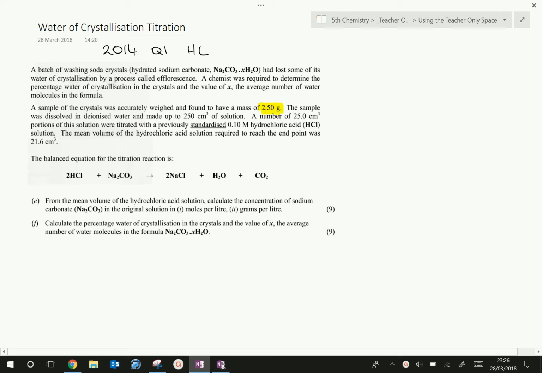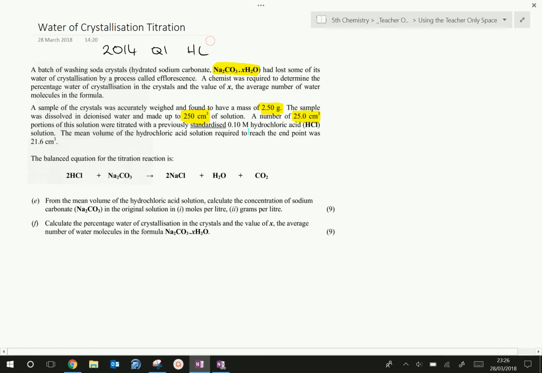And those crystals are our washing soda crystals from up above. That sample was dissolved in deionized water and made up to 250 mils of solution. So for those crystals, there were 2.50 grams in 250 mils. A number of 25 ml portions of this solution, so that 25 mils still belongs to the sodium carbonate, were titrated with a previously standardised 0.1 molar hydrochloric acid solution.